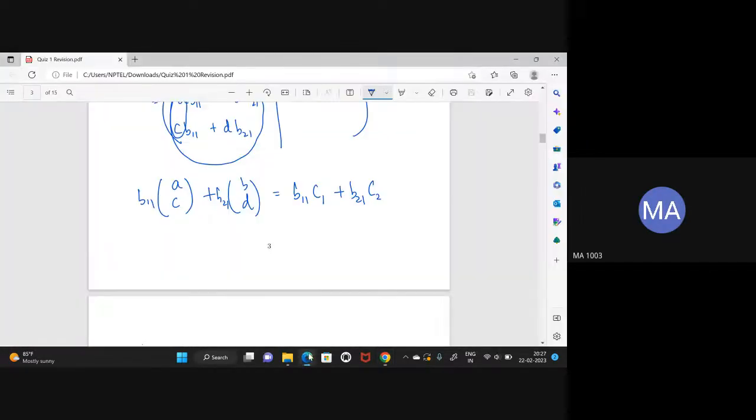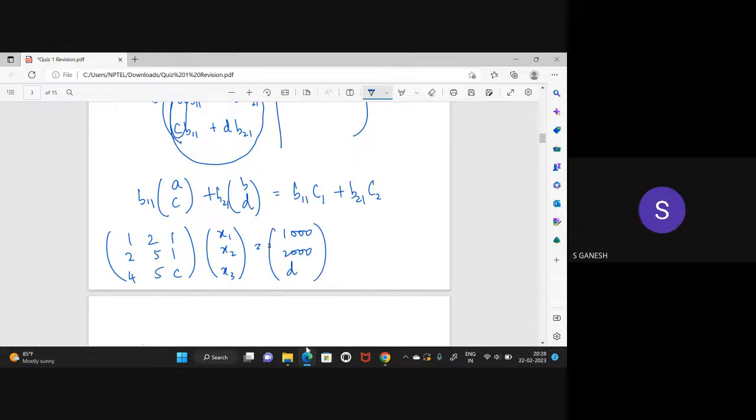Can you tell me what the matrices are? Okay, ma'am. I will tell row by row: 1, 2, 1; 2, 5, 1; 4, 5, C. And then the vector is x1, x2, x3, that is a column, which is equal to 1000, 2000, and D. So we need to find C and D. That is what we solve, ma'am. The first option looks like this from the given comprehension question. The second option looks like x1, x2, x3 on the left side, like row wise.